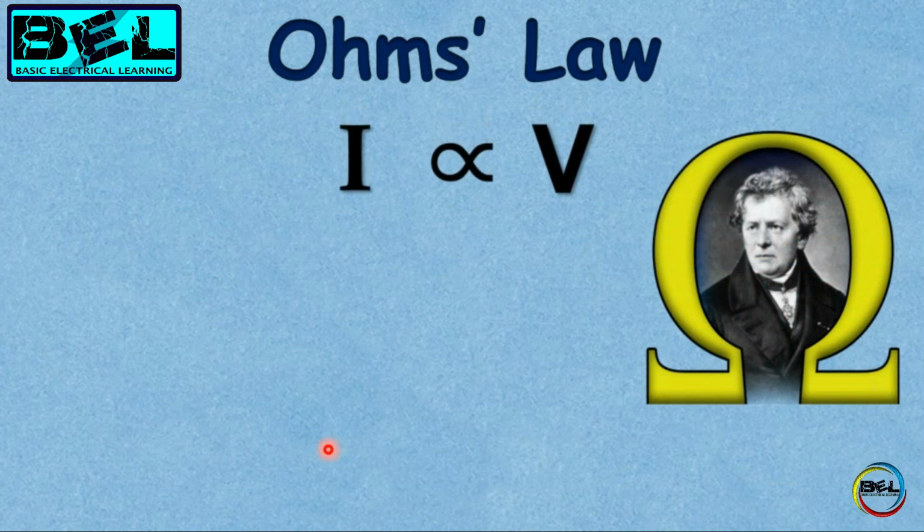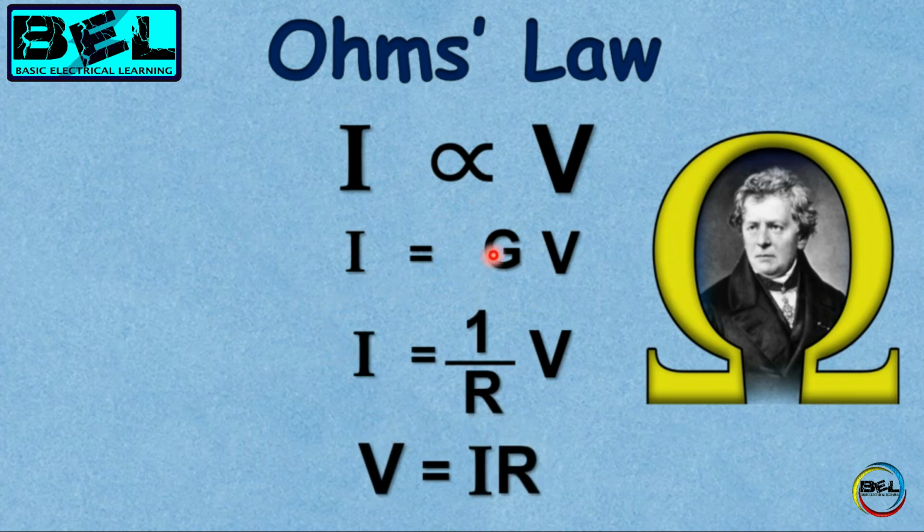For a quick revision, as per Ohm's law, I is directly proportional to the voltage, and I is equal to conductance multiplied by voltage. Conductance is the ability of a conductor to conduct the current, and as we know the conductance is the reciprocal of resistance, so we will replace the conductance with 1 over R and our equation will become V is equal to IR.